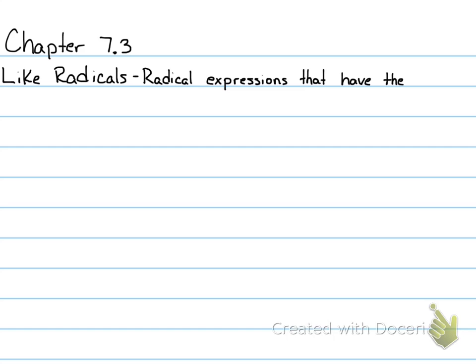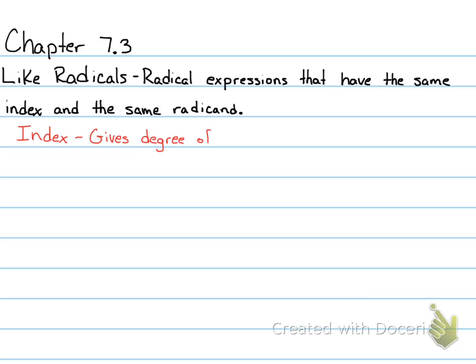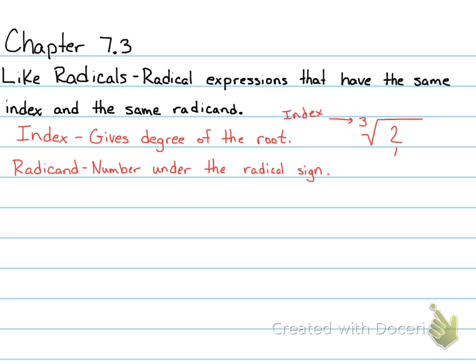So chapter 7.3 for Algebra 2 starts off with the definition of like radicals. Like radicals are radical expressions that have the same index and the same radicand. An index, if you remember correctly, gives the degree of the root, while a radicand is the number under the radical sign. So there is your example for both. So this would be the cube root of 2.